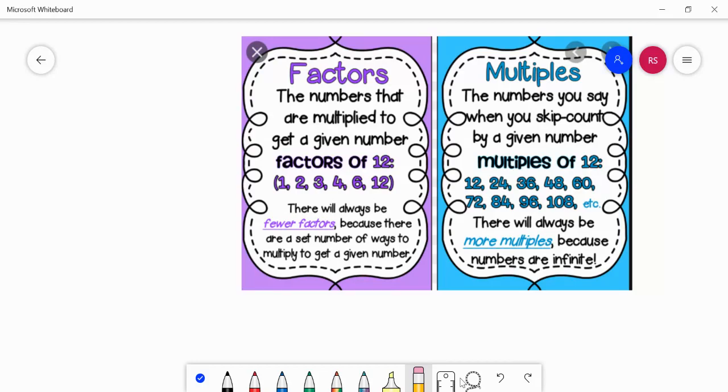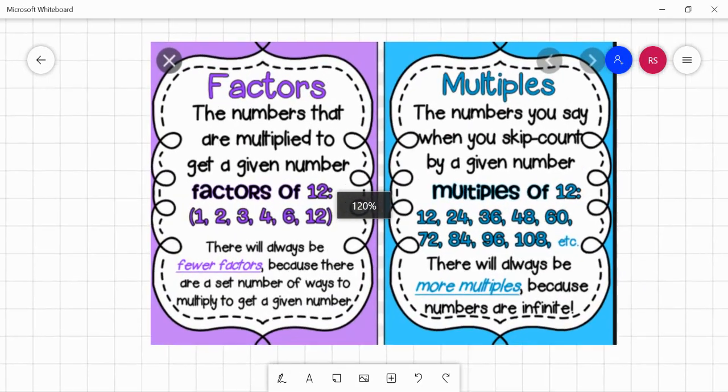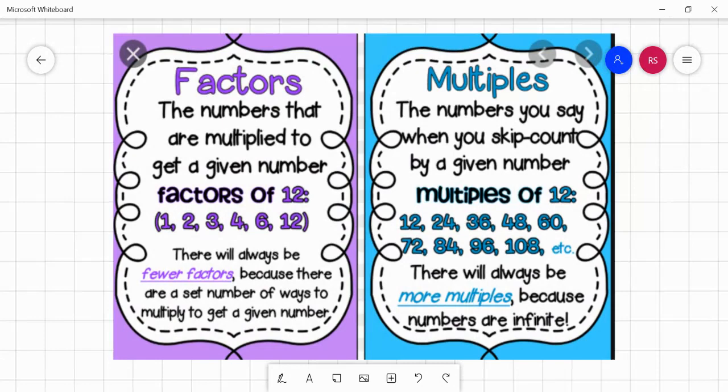Factors and multiples. I would like everybody to take a look at my screen here, and we are going to go over what is a factor and what is a multiple. So let's take a look. I'm going to zoom in here for a second, and let's just read what is a factor.